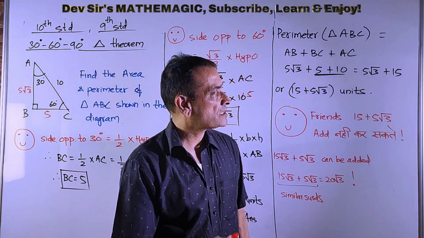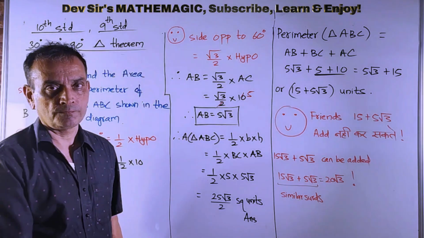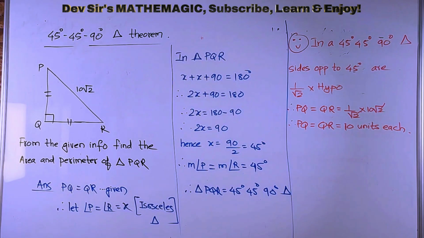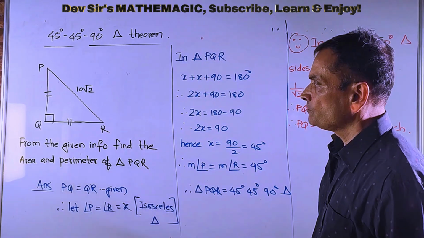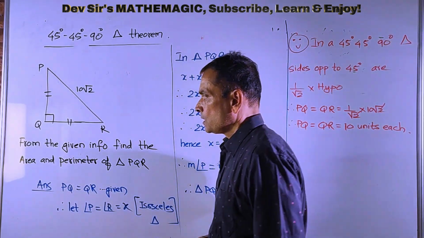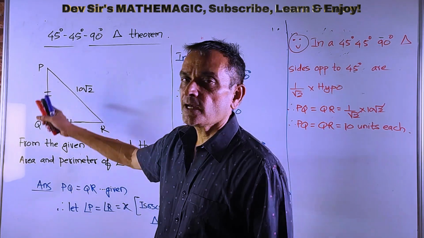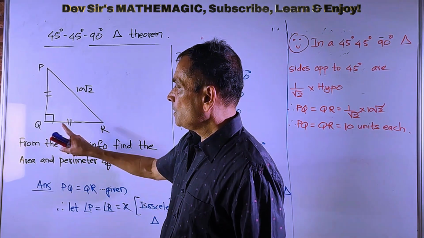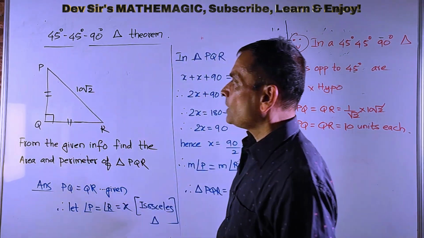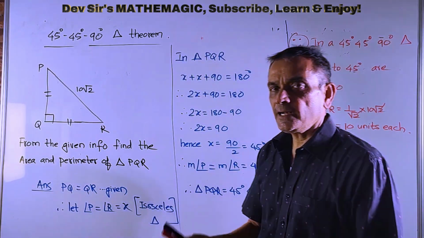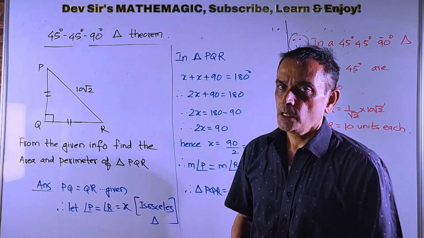Now let us see what is the 45, 45, 90 triangle theorem. Let's check out. Okay, let's see the 45, 45, 90 triangle theorem. I have taken an example in which triangle PQR is given. One angle 90 is given. PQ congruent to QR is given. They have not directly given a 45, 45, 90 triangle, right?